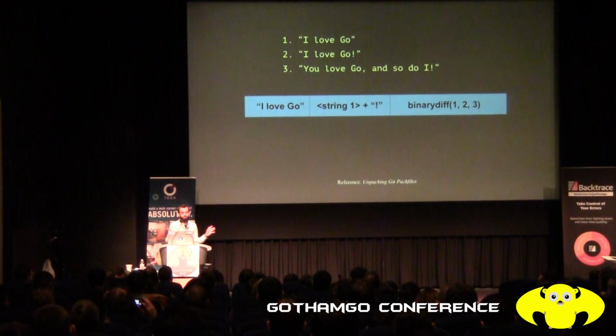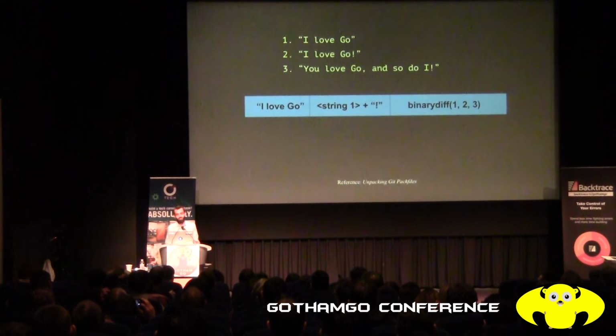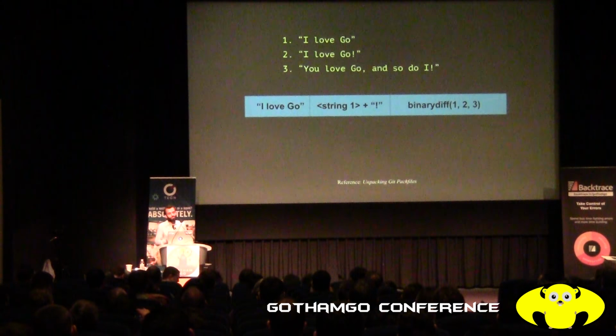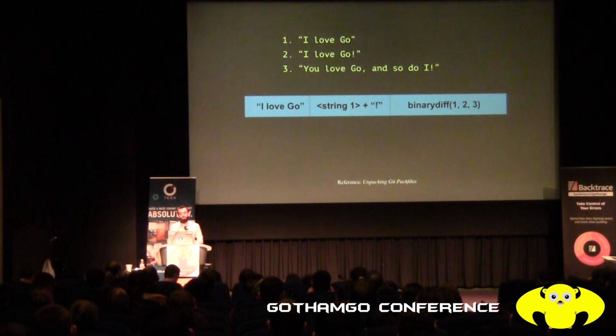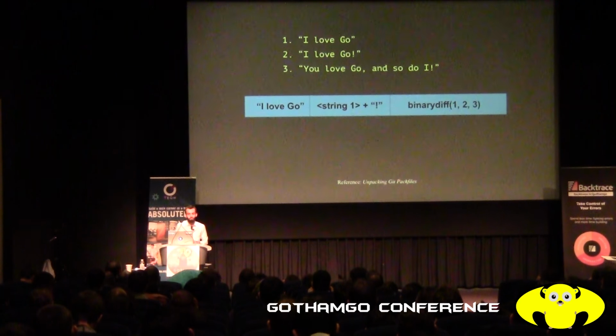Now, I could talk for quite a few hours about pack files. If anyone's interested in the really, really gory details, come talk to me afterwards. I'll talk your ear off about them. You can also check out an article I wrote unpacking Git pack files, which gets into the really nitty-gritty about it. But I just want to give a little taste of what's involved, because it'll bring us to the second discovery that we made about interface types in Go.